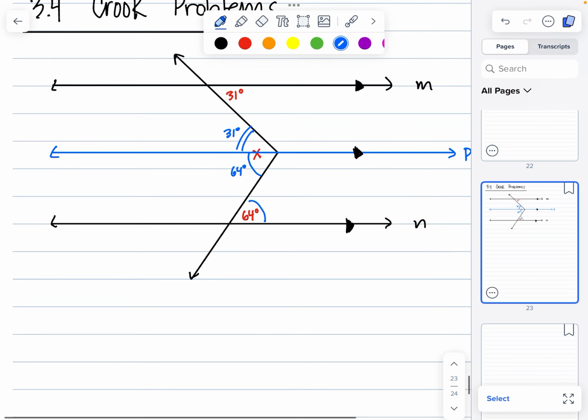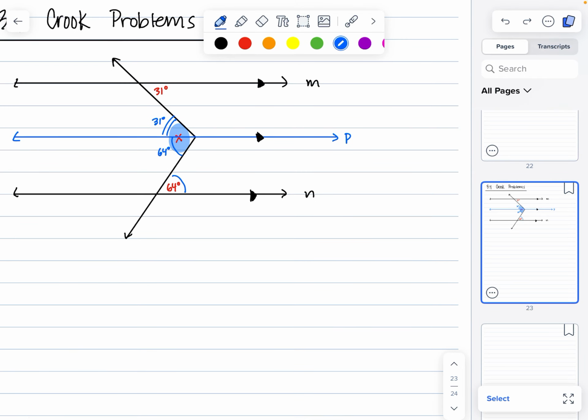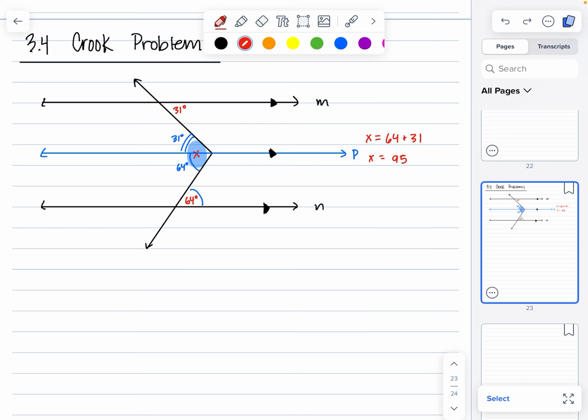And now, just like how we did in chapter 1, the part plus the part is equal to the whole. In this particular case, X is the whole. So we just need to add these two together to get the angle X. So all we do here now is, what is 64 plus 31? So X is equal to 95 degrees. The measure of that angle would be 95 degrees. Okay, so that is a Crook problem, and this is the trick.